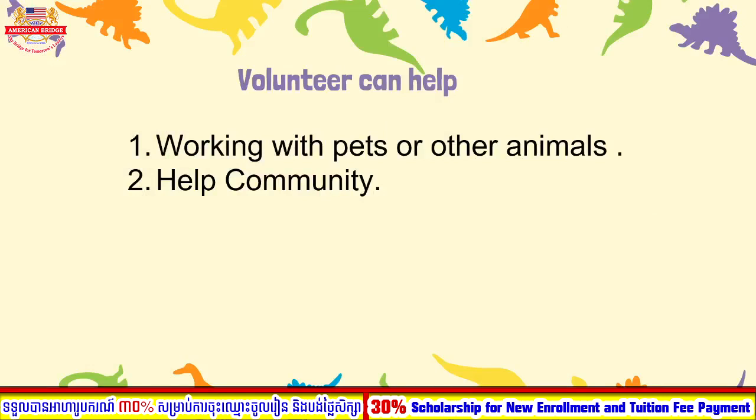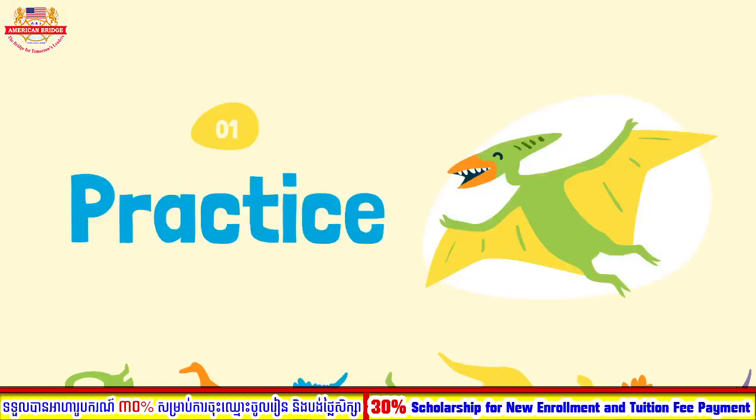For volunteer work, the things that you can do are, first, working with pets or other animals, and number 2, helping the community. When you volunteer, you need to find the way that you can help, like working with pets or animals, where you feed the dog or the cat. Helping the community is like helping your country or helping your organization. That's why we call it helping the community. Now let's move to the next one.